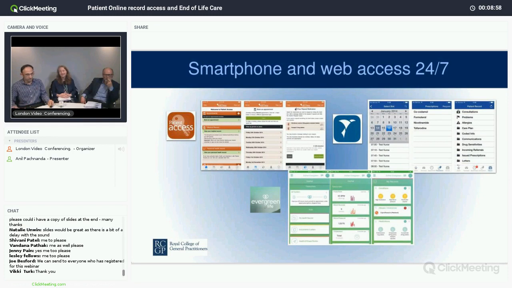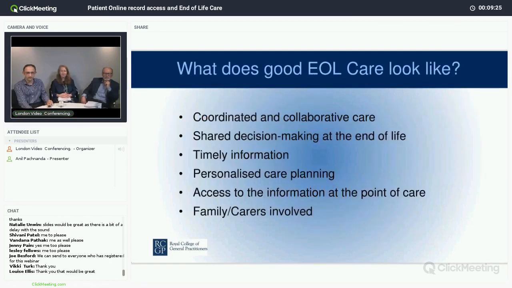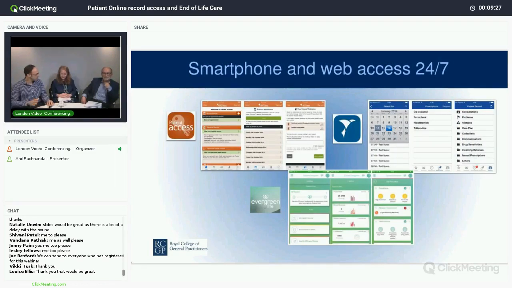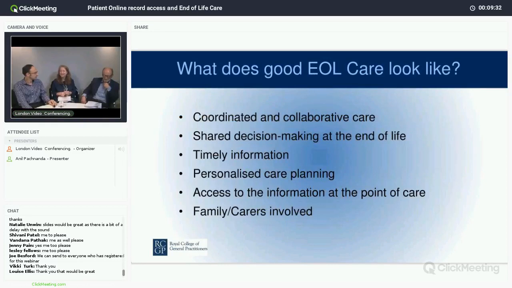Obviously, all the different systems and different vendors have different access to the patient online interface, and these days smartphones are one of the key areas, and all have smartphone access, but there is also web access to them. I'm not going to go through the different vendors, but all vendors have varying access. And I'm going to hand over to Sinead to talk to us about what good end of life care involves.